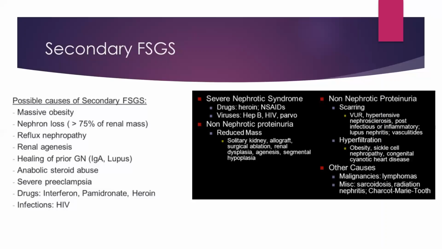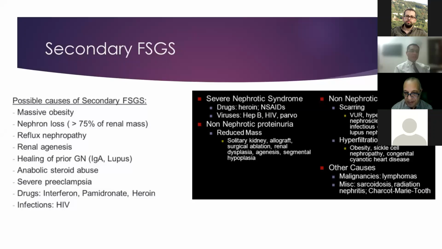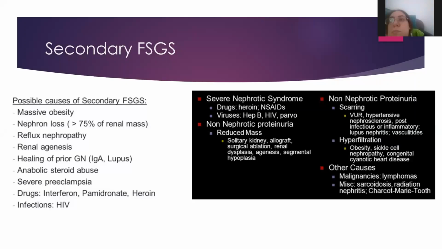The third category is the secondary FSGS. Secondary, we all know that it's mostly due to viral infections, due to drugs, and we also have the category of the maladaptive due to obesity or a problem in the hyperfiltration or renal agenesis or nephron loss. Multiple classifications.